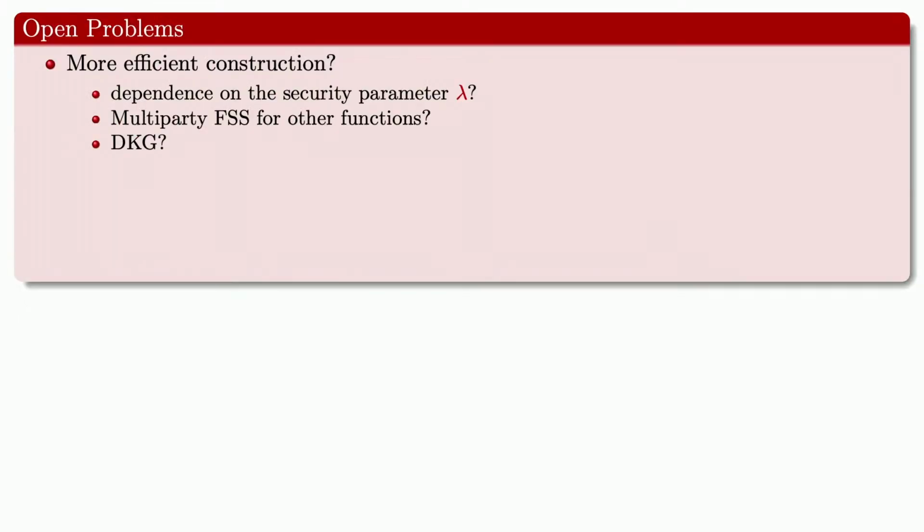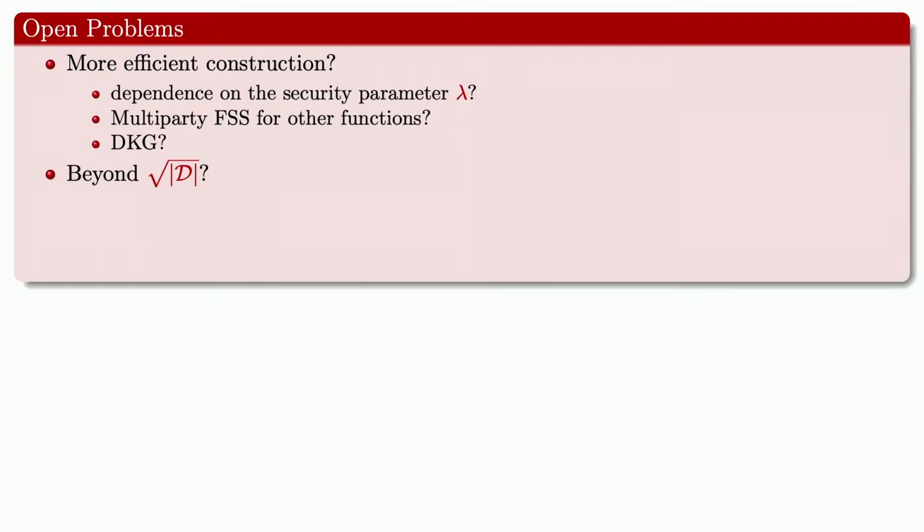Let me end the talk with some open problems. First is the concrete efficiency of the construction. One thing we didn't do a very good job on is the dependence on the security parameter. That's one avenue for improvement. Also, what can you do for other functions beyond point functions, their optimization, and also DKG for generating these shares. And then the final thing, which bothers me a lot, is this square root of d. Can we go beyond that?